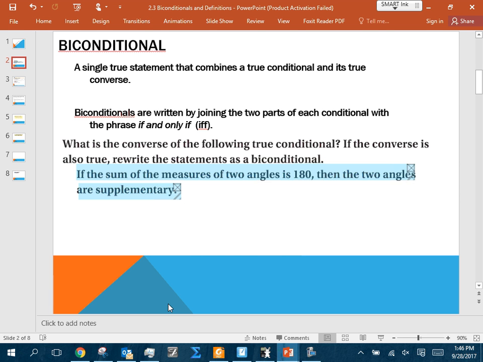You said that's two conditionals. We're going to wrap them together. We're going to put them into one phrase. So a biconditional is a single true statement that combines a true conditional and its true converse. Conditional is just an if-then statement. That's another way of identifying it.